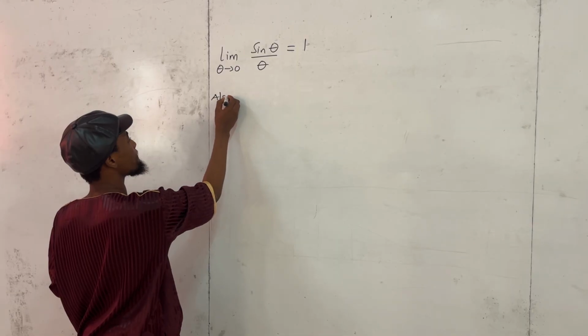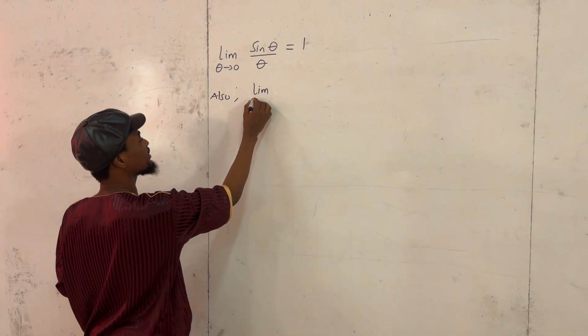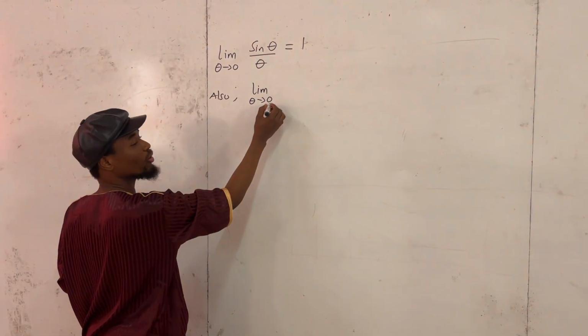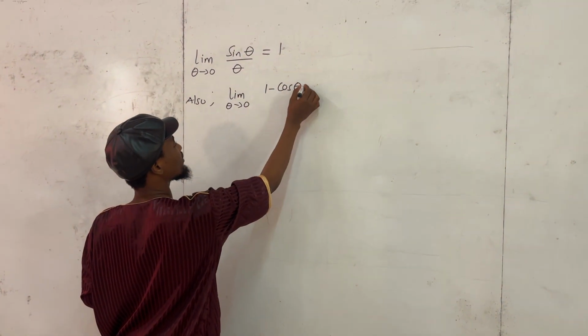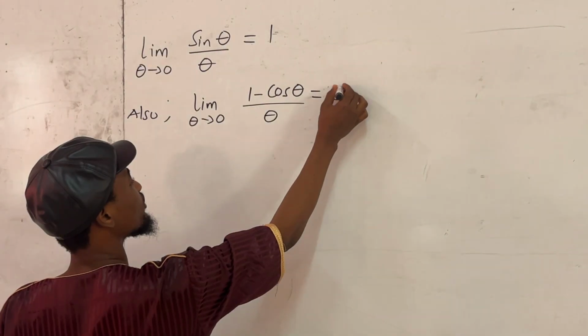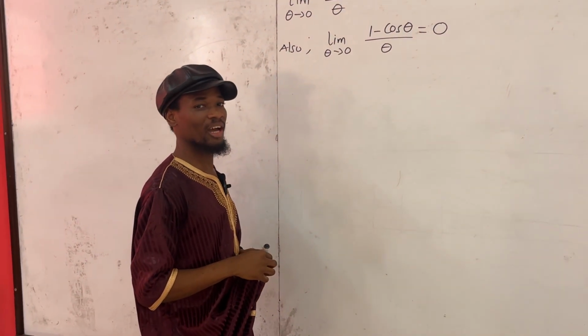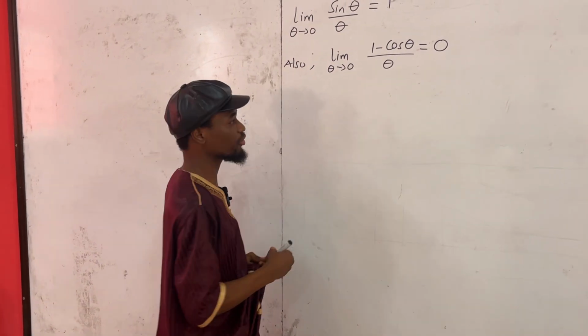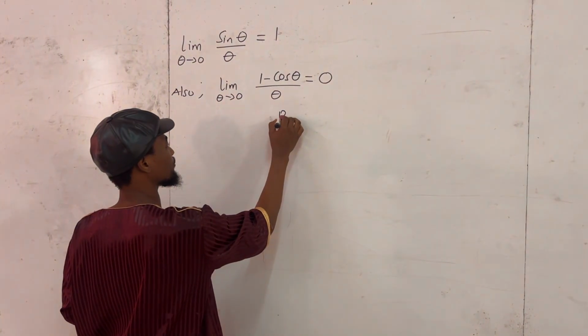Also, the limit of the function as theta approaches 0 of (1 minus cos theta) over theta is equal to 0. What does it mean? Do you get it that way? So we are going to prove. So let's look at the proof of that.